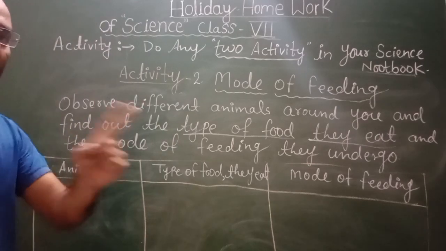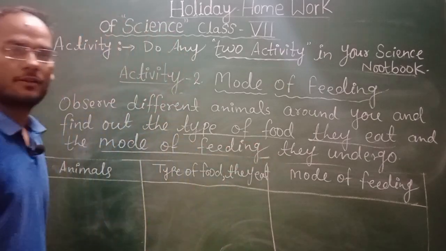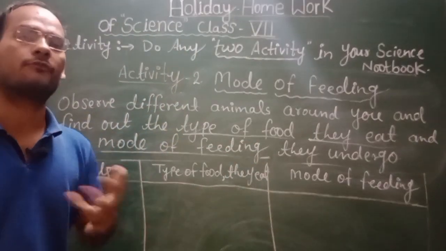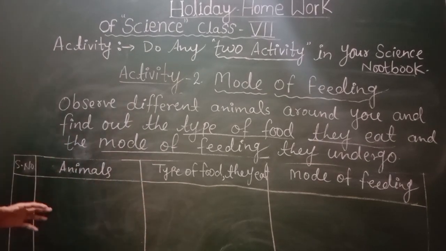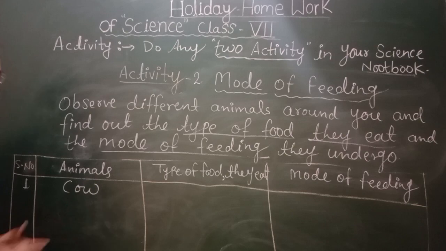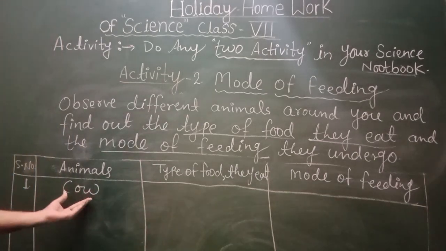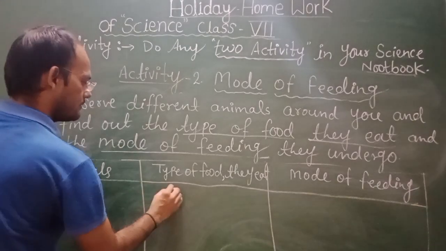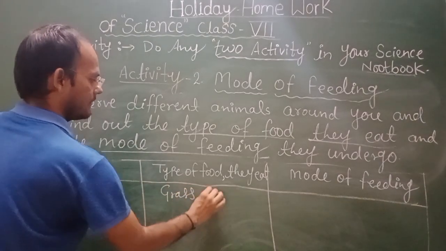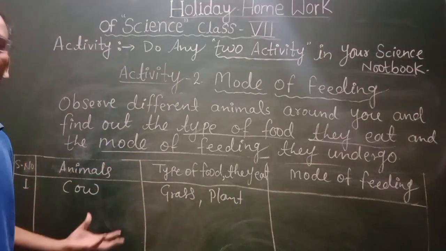And second thing, you have to find out the mode of feeding they undergo. Mode of feeding means the way of taking food, how they take the food into the body, clear. So you have to write down, number one, for example cow. You have observed the cow and what type of food is eaten by the cow. So you will observe that the cow eats grass and plant food, this type of food they generally eat.